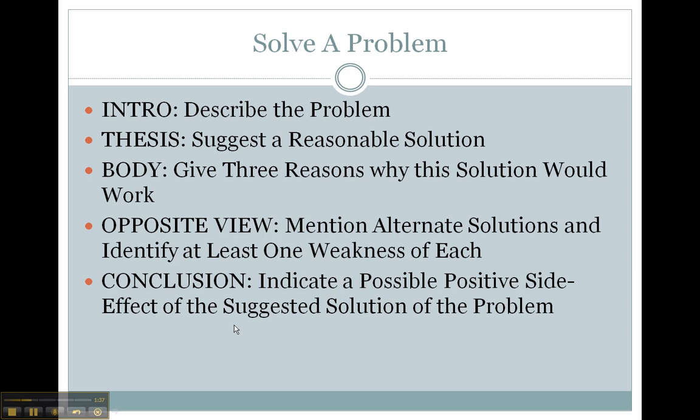The next common pattern is the solve a problem pattern. This is where there is a problem and you can suggest a reasonable solution. Your body paragraphs would be 3 reasons why the solution would work, and your opposite view paragraph would mention alternate solutions but explain at the same time why those aren't as good as your solution. So what problems do those alternate solutions have? And then in your conclusion, again, you can indicate maybe a positive side effect of the suggested solution. So mention one more positive thing about your possible solution that hadn't yet been mentioned in the paper.